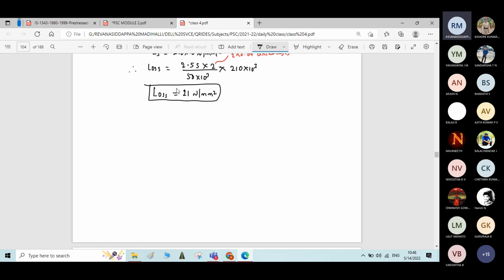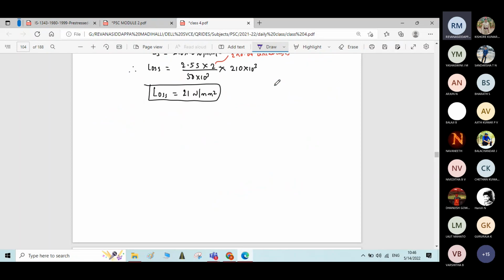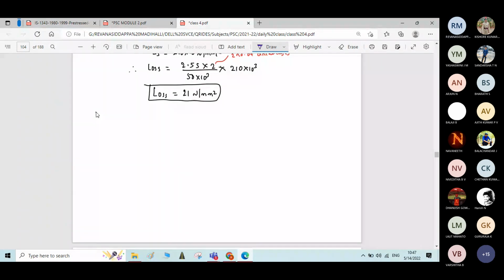Okay. Now we have calculated five losses. One more calculation of the loss is remaining. What is that? It is loss due to friction. Last one. Loss due to friction.